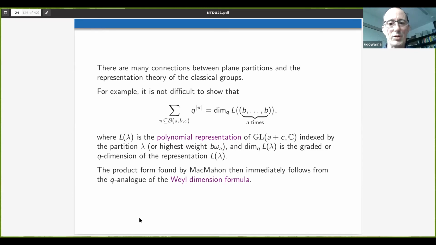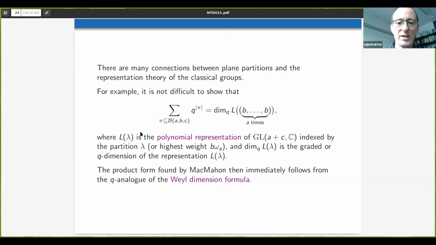So for example, this generating function of box plane partitions that I've been talking about, you can actually show that this is known as the q-dimension, whatever that is. If you know what it is, great. If you don't know what it is, it doesn't matter. It is some object that is well known in representation theory. So the message is that these plane partitions indeed encode representation theoretic things. Unfortunately, it's all finite things.